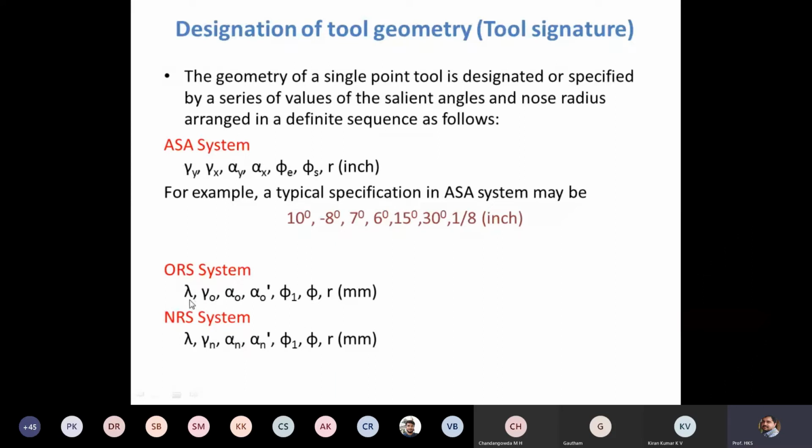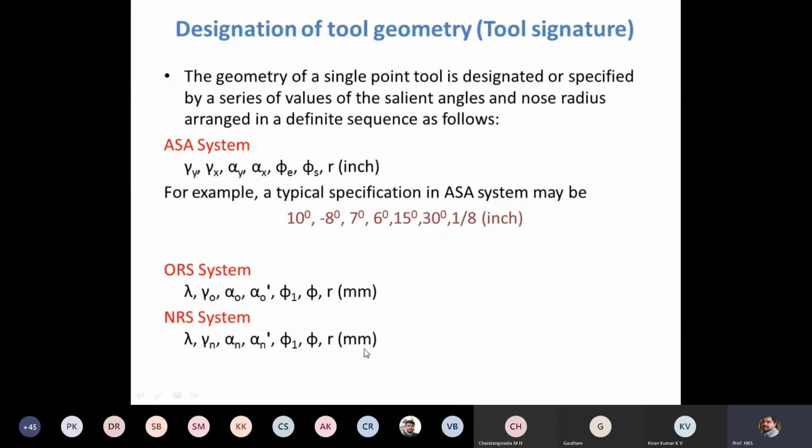Like that in ORS also: inclination angle, then orthogonal rake angle, orthogonal clearance angle, then auxiliary orthogonal angle, then end cutting edge angle, then principal cutting edge angle, then nose radius. In case of NRS also: inclination angle, then normal rake angle, normal clearance angle, then auxiliary clearance angle, then end cutting edge angle, principal cutting edge angle, and nose radius.